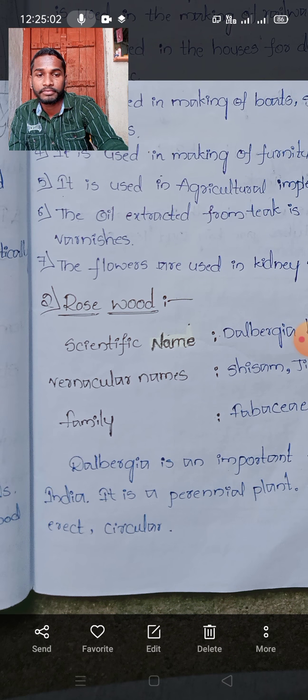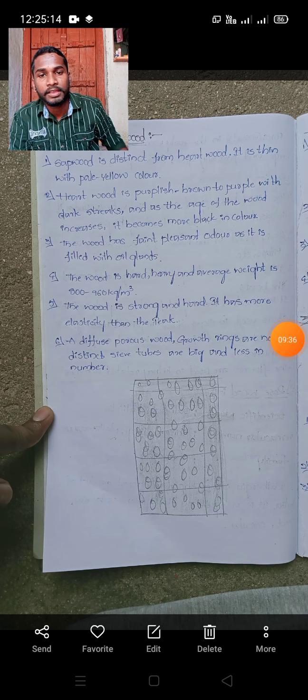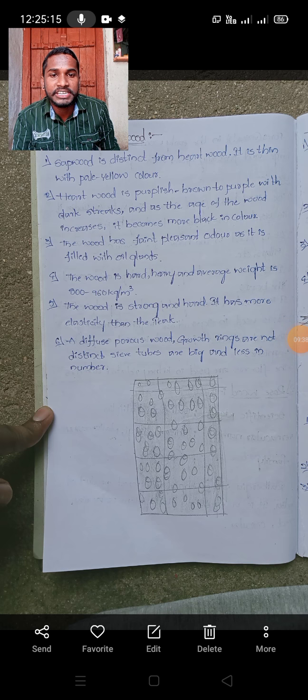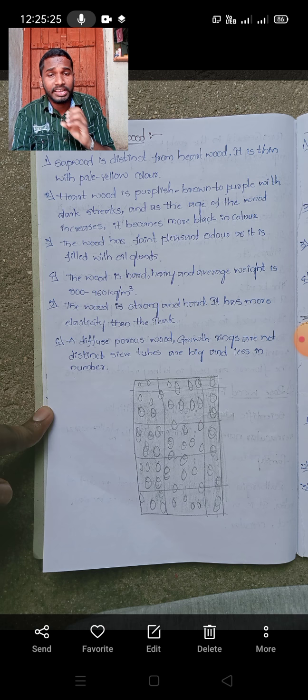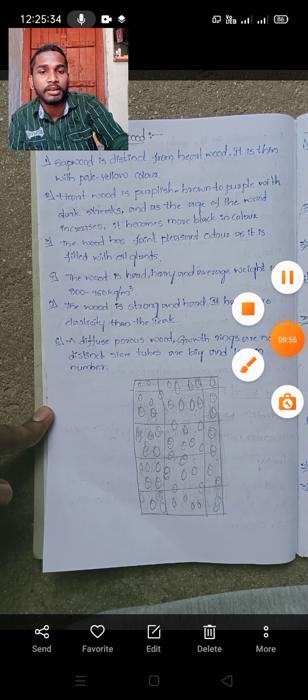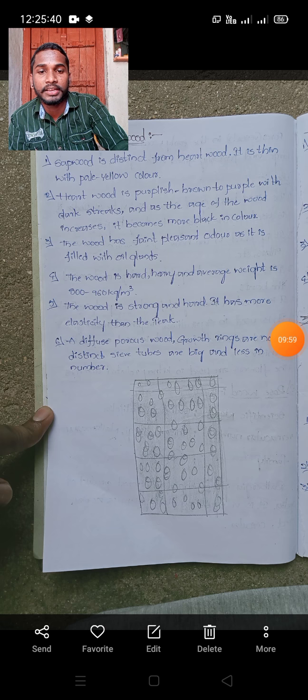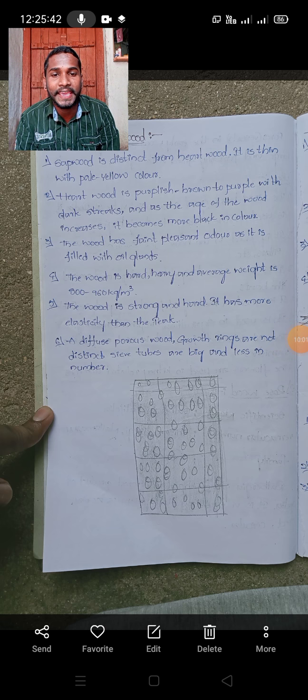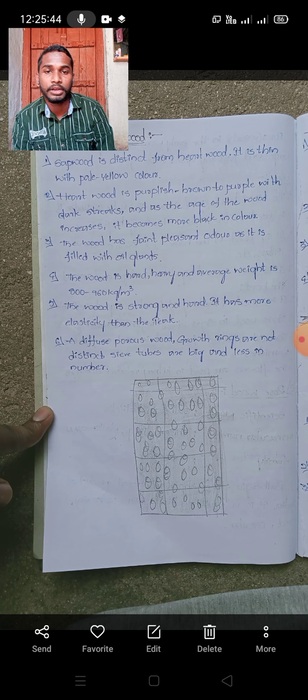The sapwood is distinct from the heartwood in wood structure. The sapwood is thin with a pale yellowish color. Heartwood is purplish brown to purple with dark streaks.